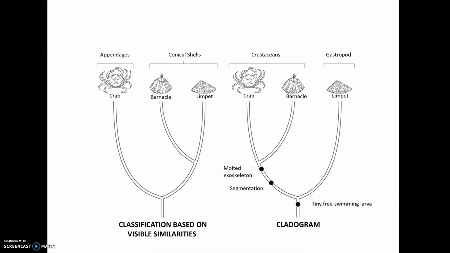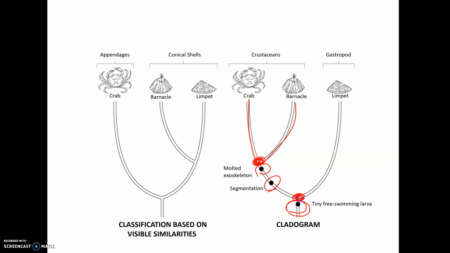So for example, looking at our original classification of the crab, barnacle, and limpet on the left and our current classification on the right, you can see that in our cladogram, we're basing their subdivisions on an evolutionary relationship. So they all have tiny free-swimming larvae, but then the crab and the barnacle both have segmentation and skeletons that molt. And we also believe that the crab and the barnacle share a more recent common ancestor than either of them share with the limpet.